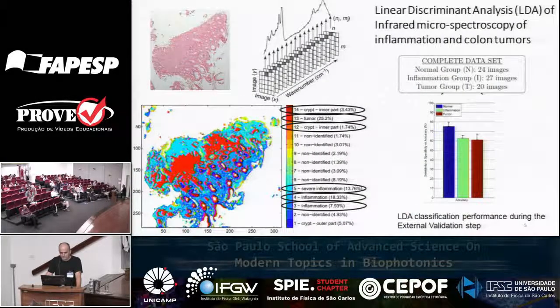A second work summarizes our work in infrared spectroscopy. We have some hyperspectral images here. In a hyperspectral image, each pixel has not only the RGB color, but a spectrum. We use these spectra to cluster similar pixels, and then you can assign them. Here you see the assignment from our pathologist to tumor and severe inflammation. We use this to train on a set of samples. We train an algorithm, and then we employ linear discriminant analysis to predict tumor tissue or inflammation tissue. With this set of about 70 samples, we observed an accuracy of nearly 60%.